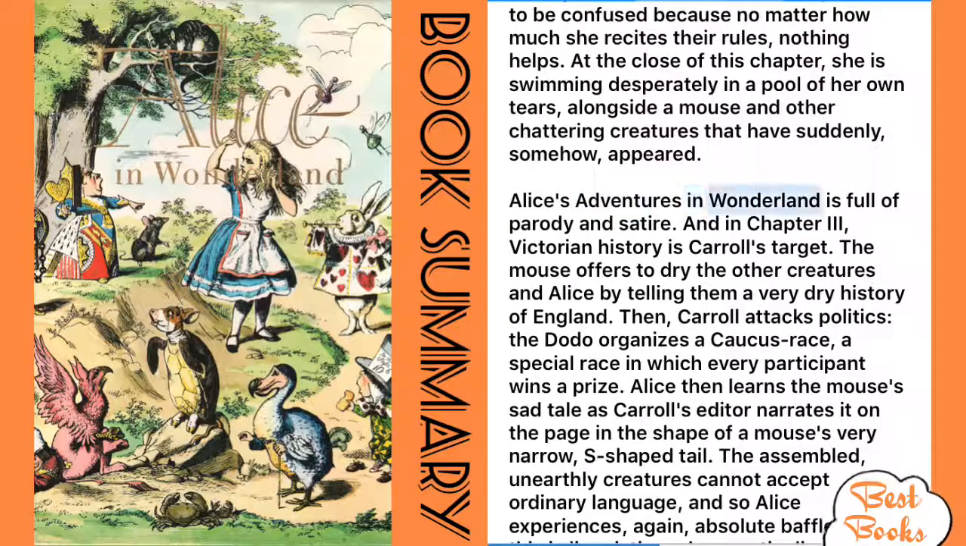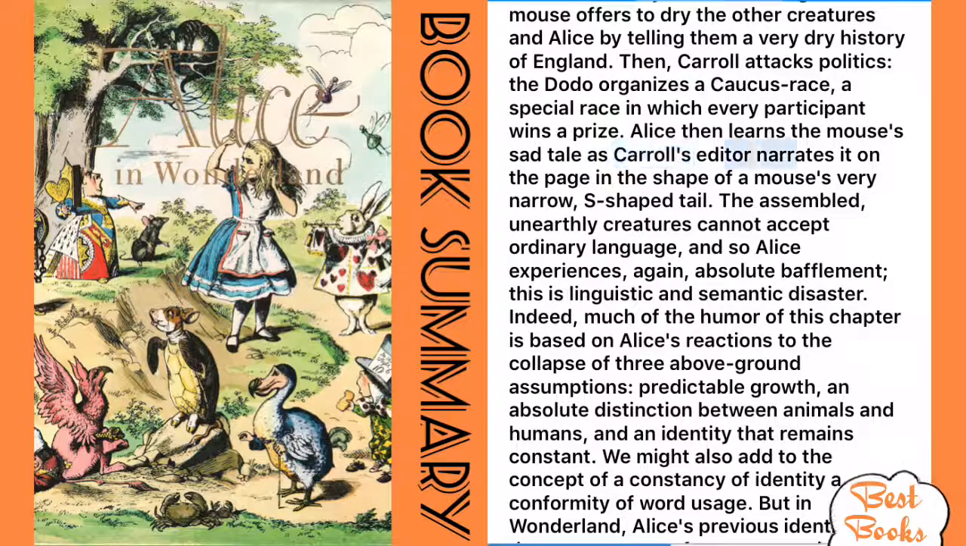Alice's Adventures in Wonderland is full of parody and satire, and in Chapter 3, Victorian history is Carroll's target. The mouse offers to dry the other creatures and Alice by telling them a very dry history of England. Then, Carroll attacks politics. The dodo organizes a caucus race, a special race in which every participant wins a prize. Alice then learns the mouse's sad tale as Carroll's editor narrates it on the page in the shape of a mouse's very narrow, S-shaped tail.